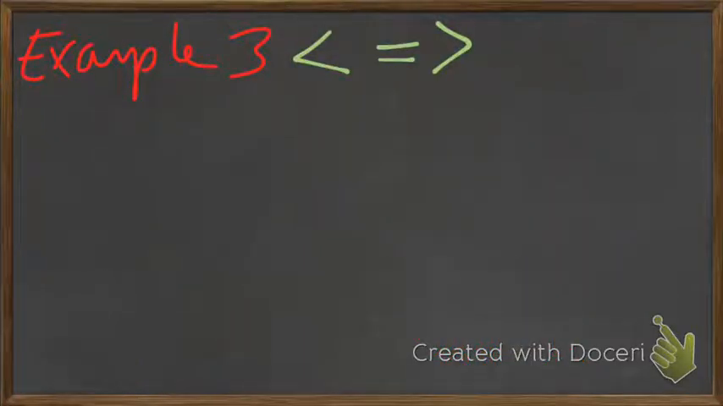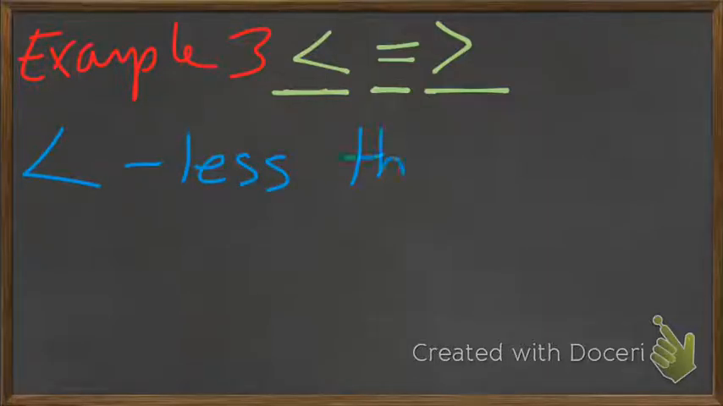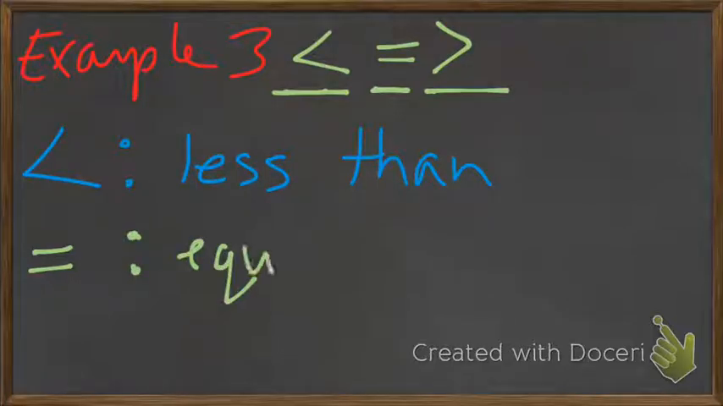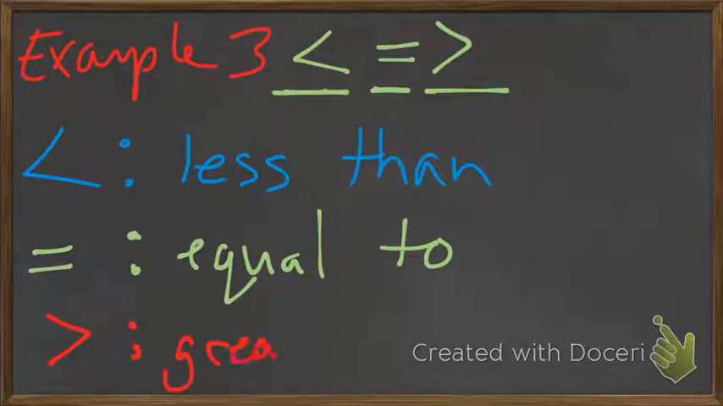So another thing we're going to be talking about is our comparison signs. So this is less than, this is equal to, and this is greater than. I'm going to write those out. Less than. The equal sign means obviously equal to. And the final one is greater than.